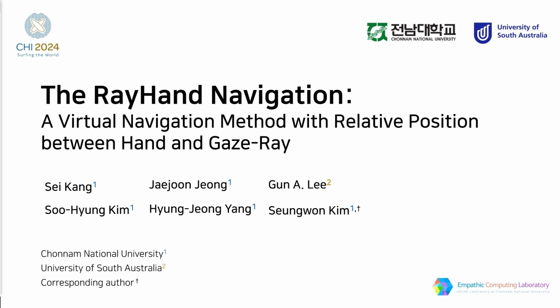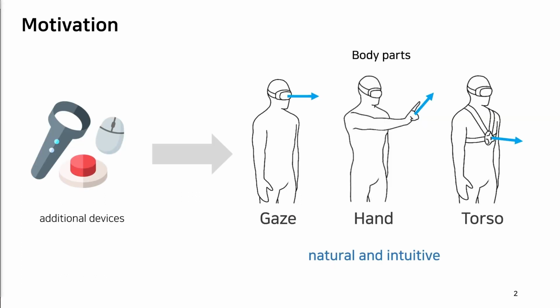I'm glad to present our paper, RayHand Navigation, a virtual navigation method with relative position between hand and gaze ray. For natural and intuitive interaction in virtual reality, many researchers have explored using body parts, such as gaze, hand, or torso as input modality, without any additional devices.